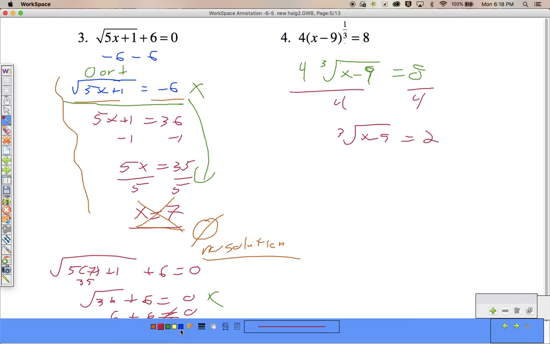To get rid of a cube root, we're going to cube both sides. Cube and cube root cancel each other out. 2 cubed is 8. Add 9. I get x equals 17.